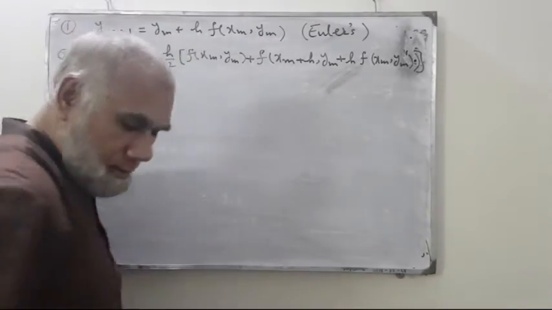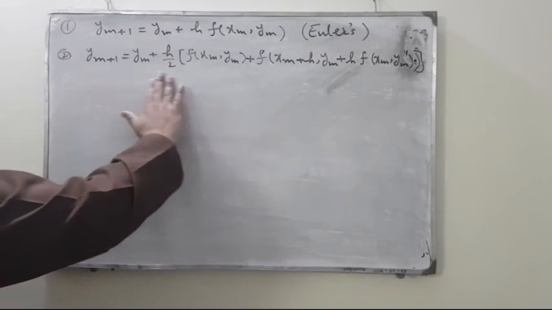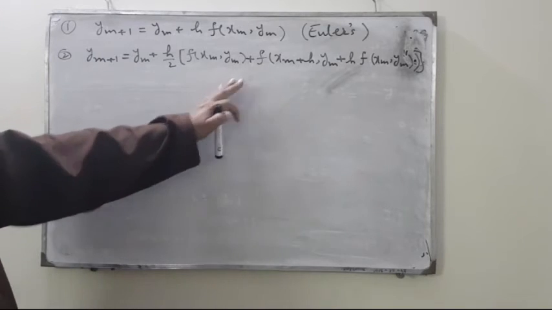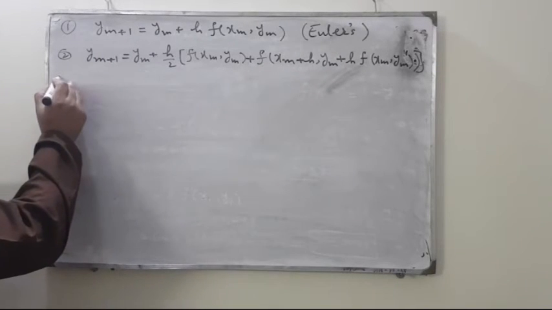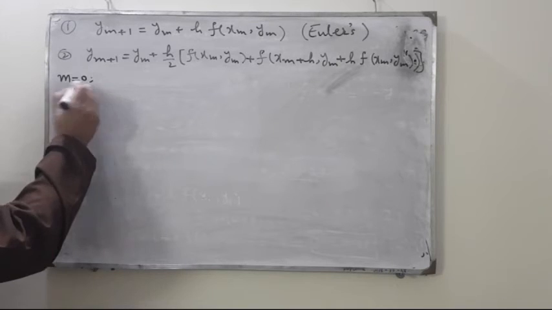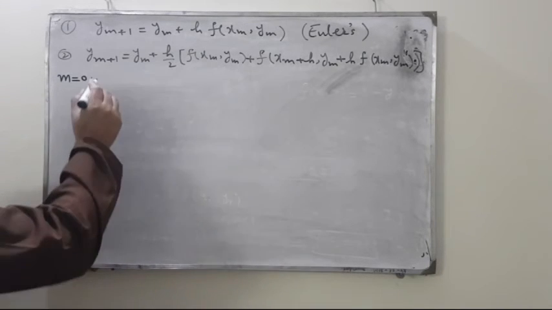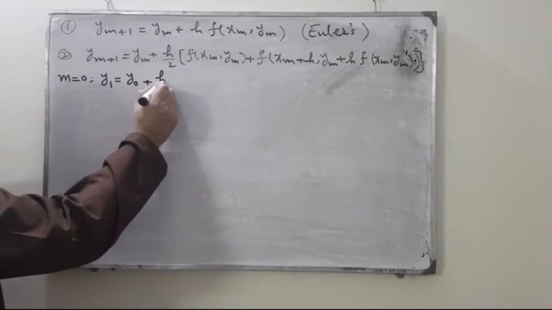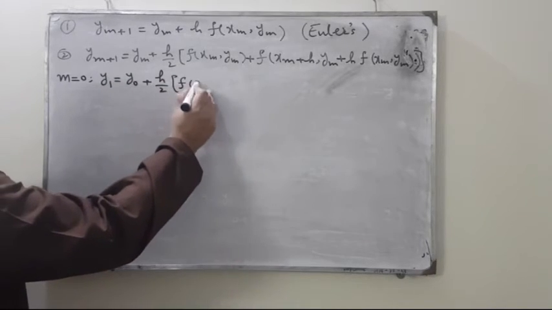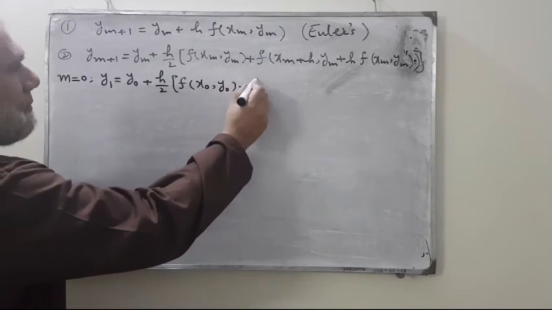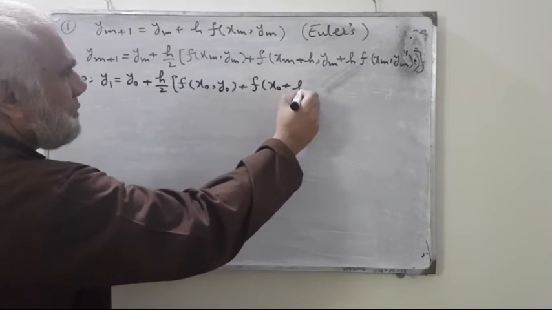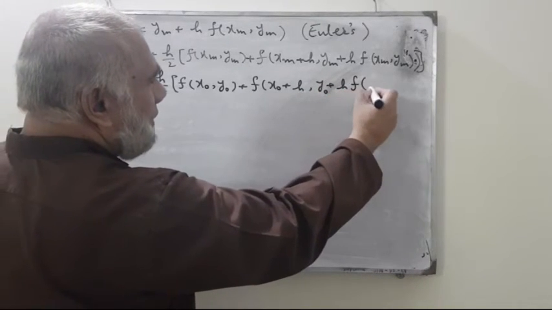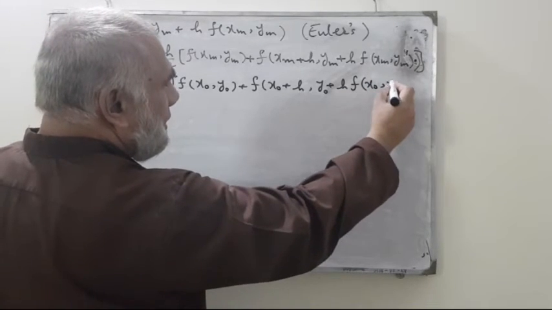The second is the use of this improved Euler's method. I'm not going to write the formula once again, it is still on the board. I'm just changing the index. The first iteration starts by putting m equals to 0. So this gives you y1 equals y0 plus h by 2, f of x0, y0 plus f of x0 plus h, y0 plus h times f of x0, y0, from here and from here y0.